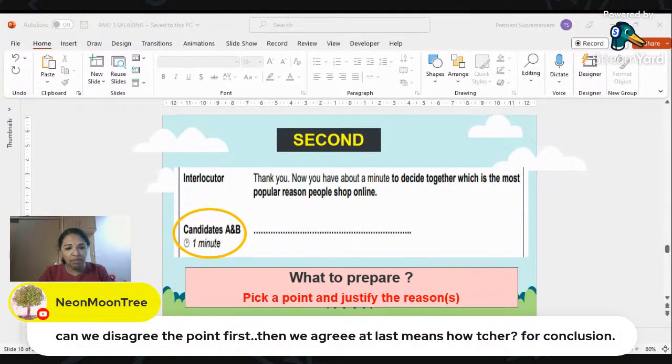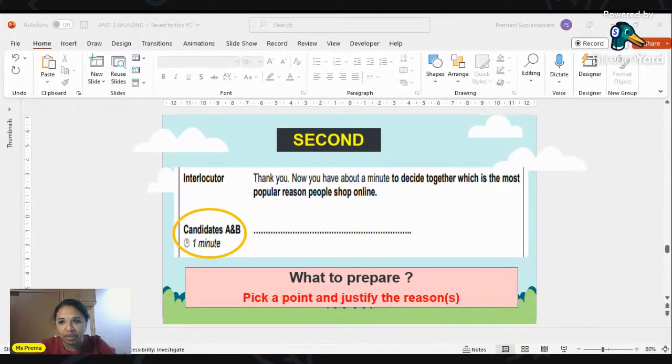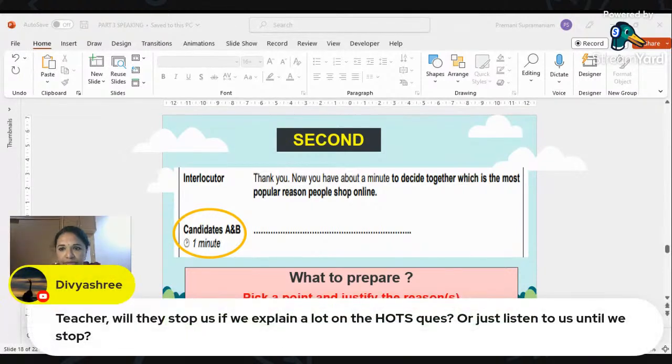Next, can we agree on the points first, then agree at last, teacher? No, that is not the format of the paper. The format is first present the points given. After that, the teacher will give the instruction: decide together which is the best. So you cannot change the format. Decide first, then present? That is not the task. It has a sequence. So you have to see the question paper. Try to digest, understand the question paper. You can see the samples.